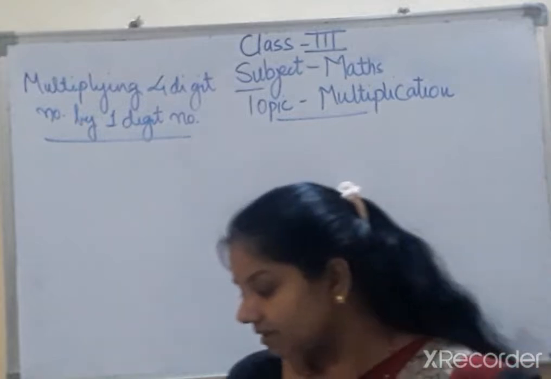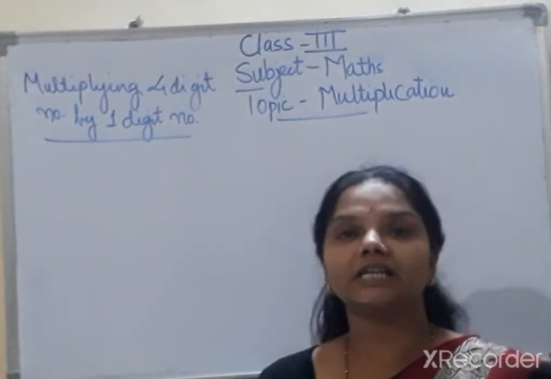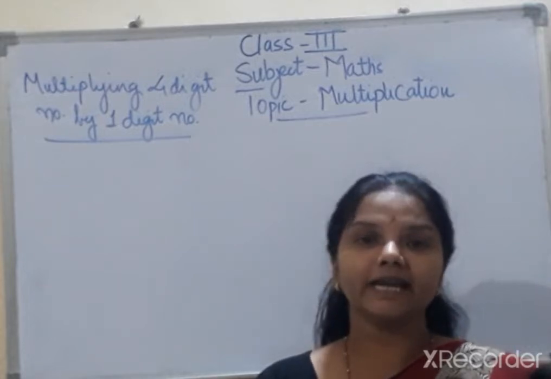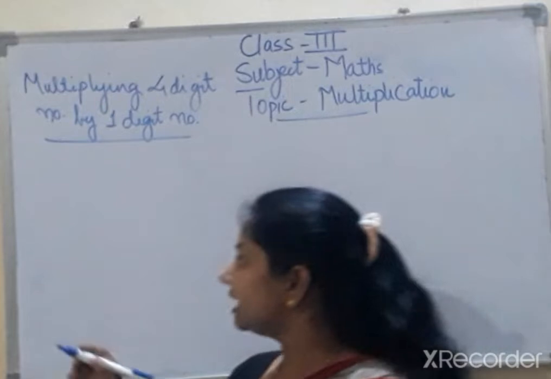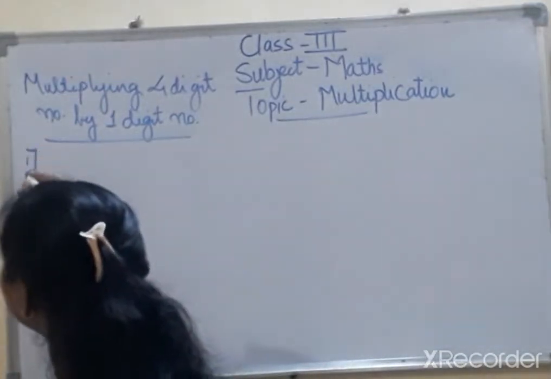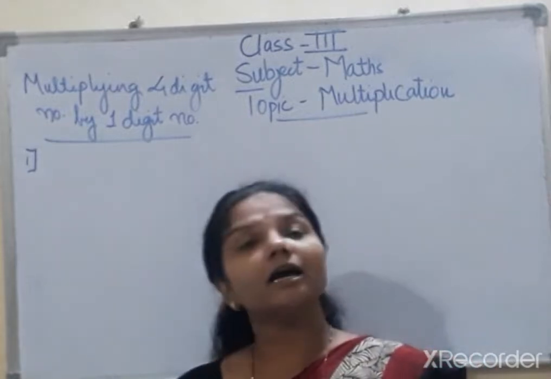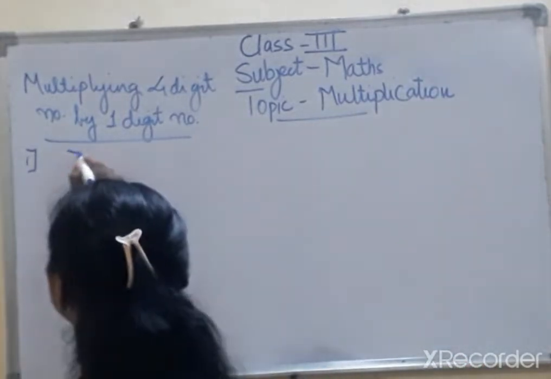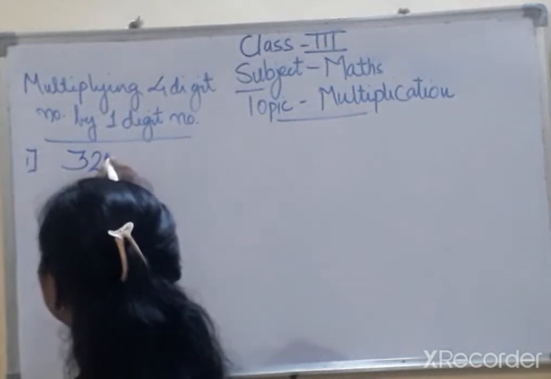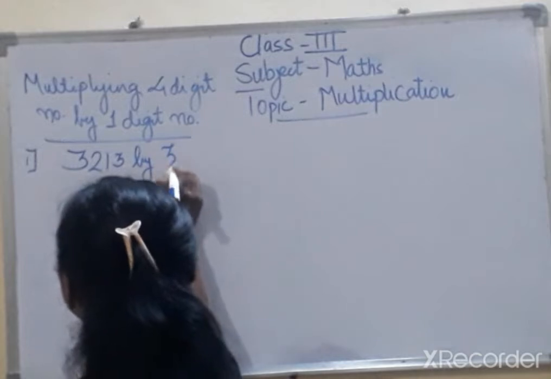So let us start. First we are going to learn how to multiply without regrouping. Without regrouping, again we don't have to borrow or we don't have to carry. So let us take one example from the textbook itself. Multiply 3213 by 3. Okay, so we are going to multiply 3213 by 3.